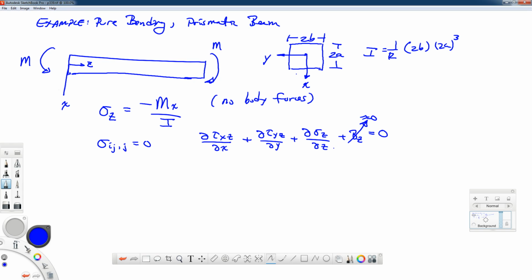and we notice that when we take the partial derivative of minus Mx over I with respect to z, we get 0. All the other stress is 0. Then our equilibrium equation is satisfied, and so are the other two, because all the other terms have vanished.